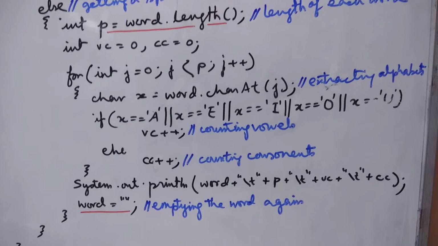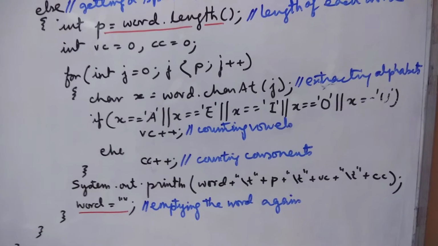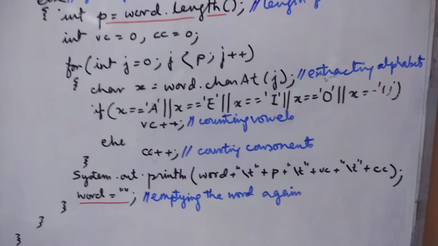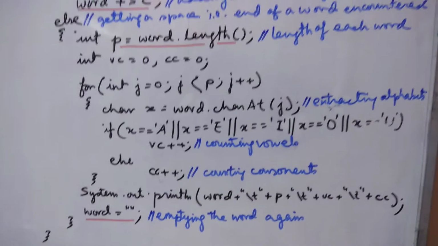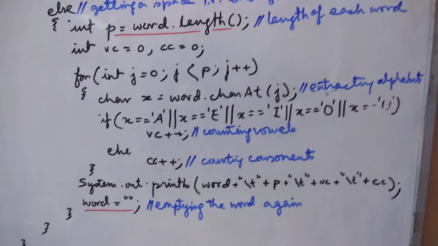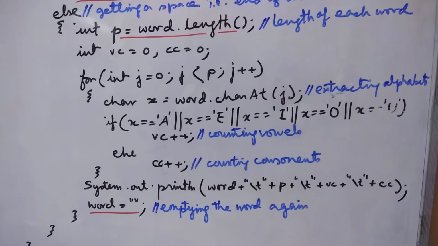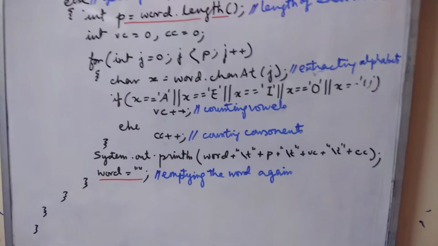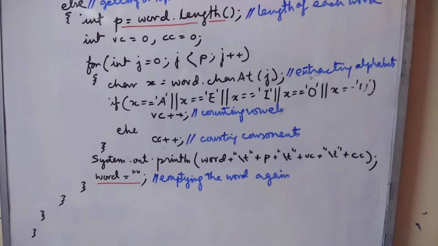Then I'm printing the word and the length of the word, that is the total number of alphabets in the word, then vc, the total number of vowels, and cc, the total number of consonants, separated by tab. Now observe at the end, within the else block, I'm doing word = "" again. That means I'm emptying the word. Why am I emptying the word again? So that when a new word is extracted, you get a fresh word. And then the else block is closed, the for loop closed, main closed and class closed.